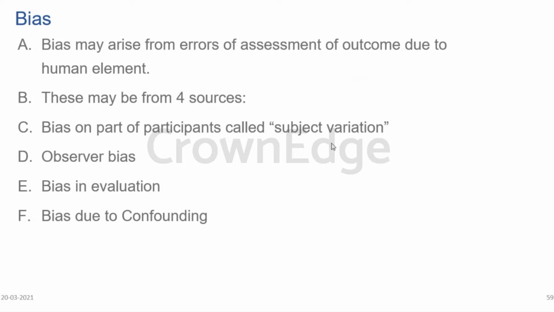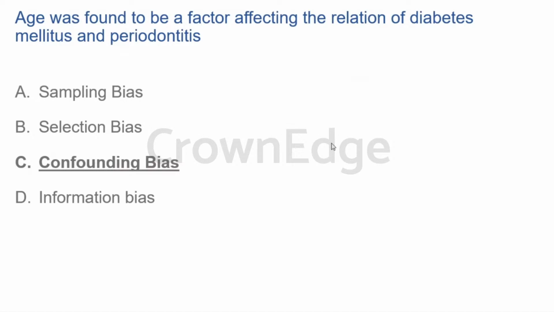Now, a confounding variable is one that is going to have an effect on both the exposure and the outcome. So this is a question that I found. Age was found to be a factor affecting the relation of diabetes mellitus and periodontitis. This type is a confounding bias. Age is associated with both diabetes and periodontitis because age is something that is applicable to every patient. Everybody, all patients are going to have some age, isn't it? So that is a confounding bias.